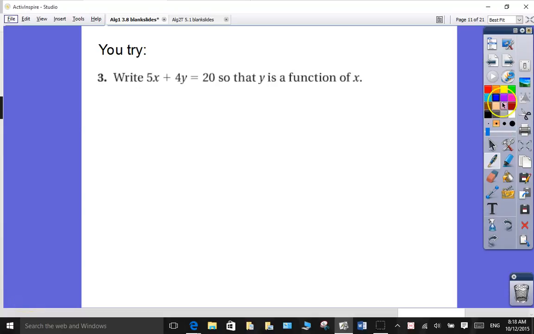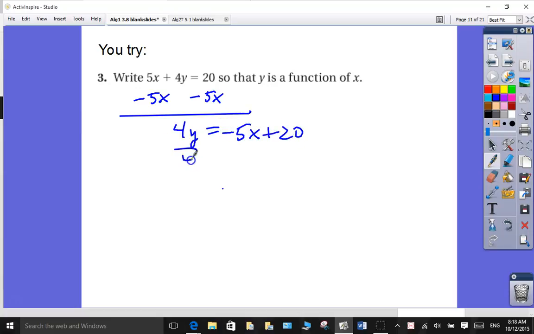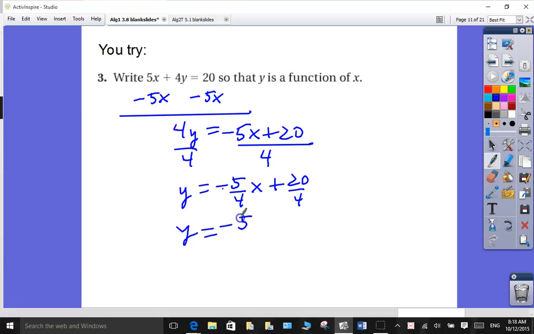Okay, so, people mostly did fine with this. Subtract 5x, subtract 5x. And 4y equals negative 5x plus 20. Divide by 4, divide by 4. So y equals negative 5/4 x plus 20 over 4. y equals negative 5/4 x plus 5.